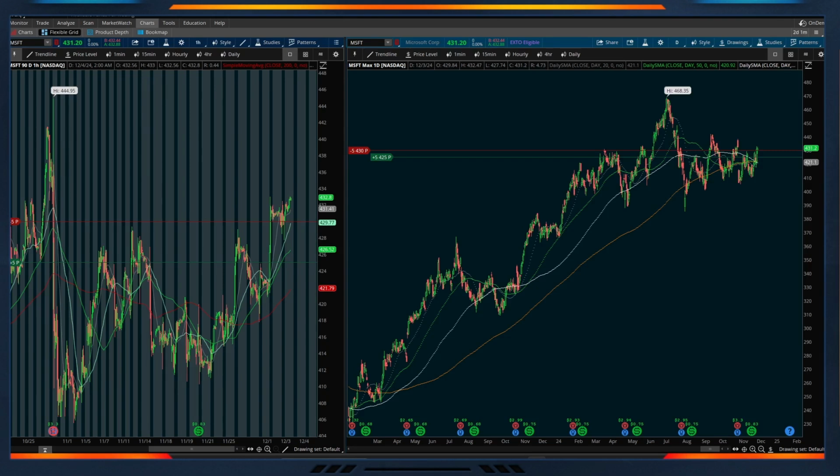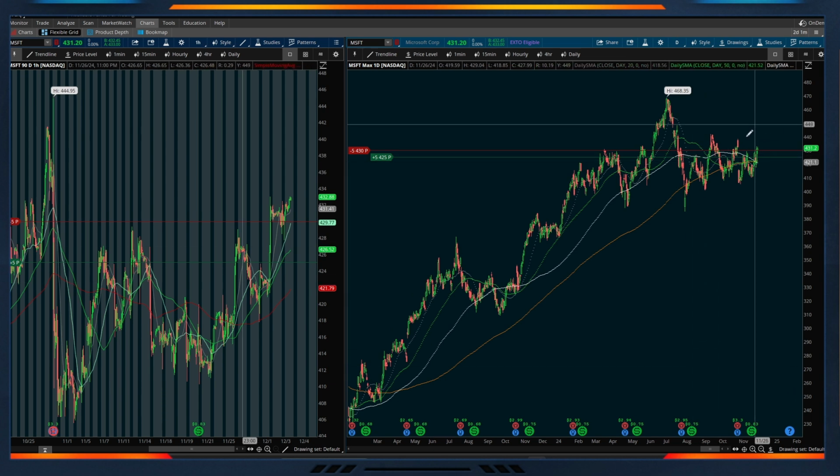Today we are going to go through how I use selling options to create passive income in the stock market, and I'll show a real-time example of this where I actually sold a vertical put credit spread on Microsoft, and we'll start by just breaking down the trade itself within my ThinkorSwim platform.